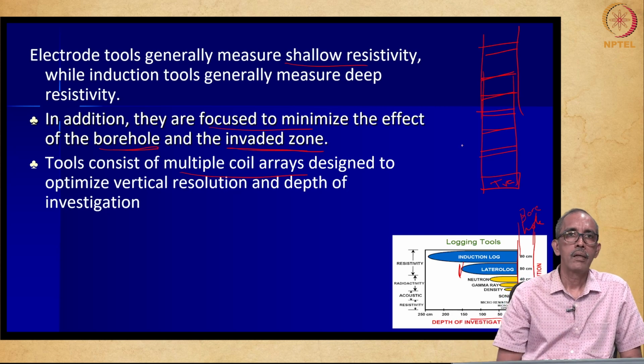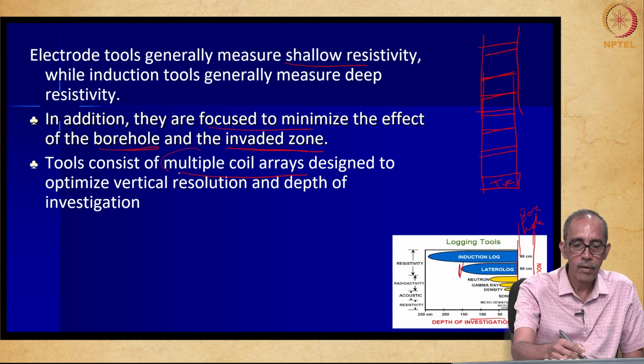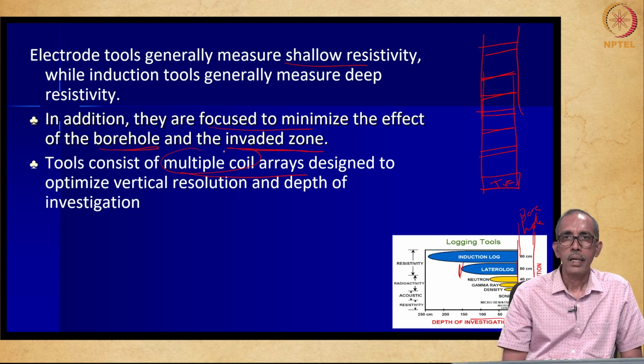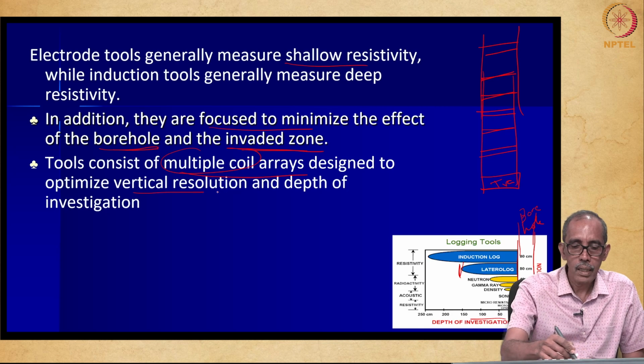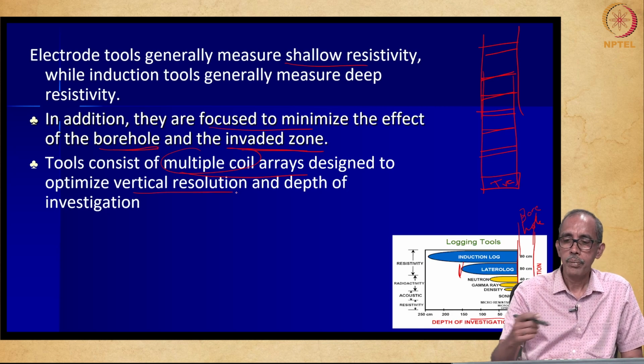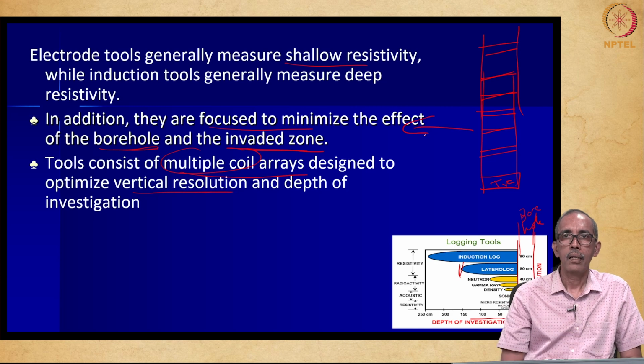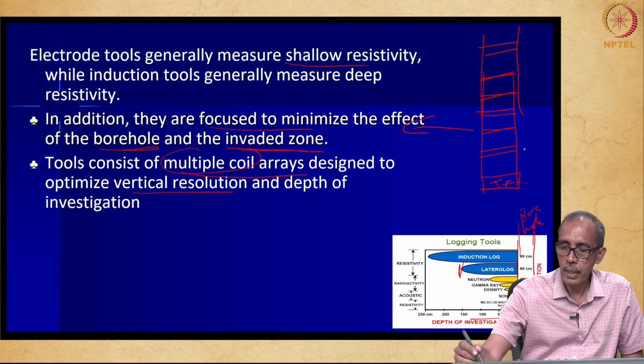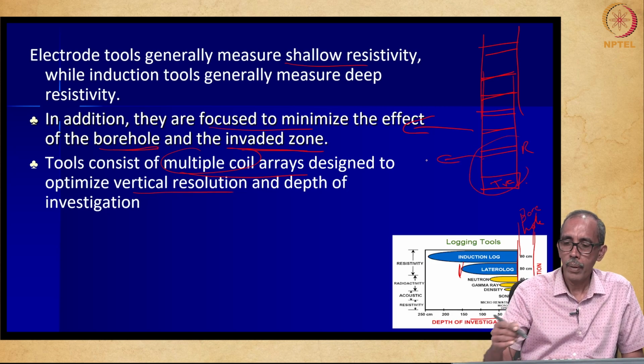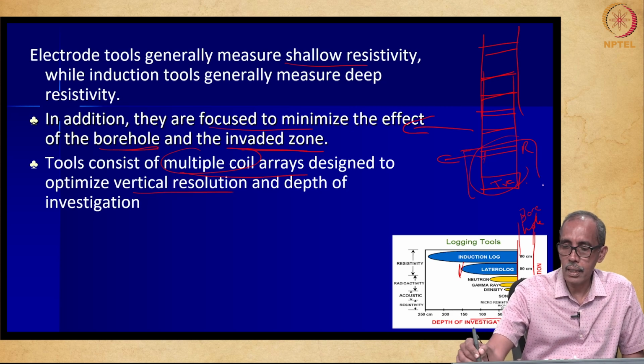Several receiver coils it will have. So, the tools will consist of multiple coil arrays, right. Why are they designed so? They are designed to have better vertical resolution and depth of investigation. When this is the transmitter and this is the receiver coil, when you use this, shallow depth or radius is investigated, but what is in between these two we are testing. When you use the next one, you investigate a greater distance and understand the formation between these two.